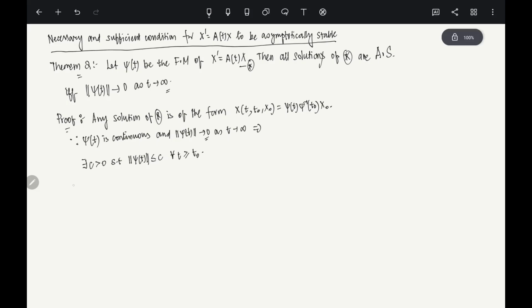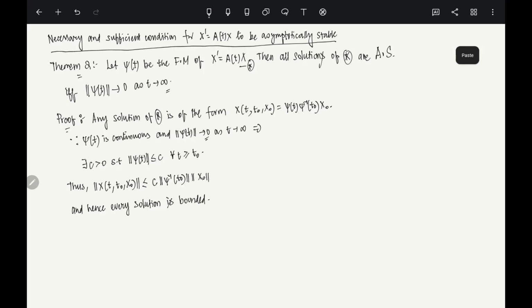Thus, the norm of x(t, t0, x0) can be written as dominated by C times the norm of phi inverse(t0) times the norm of x0. And hence every solution is bounded. Once the fundamental matrix is fixed, t0 is some fixed point, so phi inverse(t0) is a fixed matrix. So the norm is fixed, we know what the norm is. That's the constant, and the norm of x0 is also fixed. Therefore every solution has to be bounded.